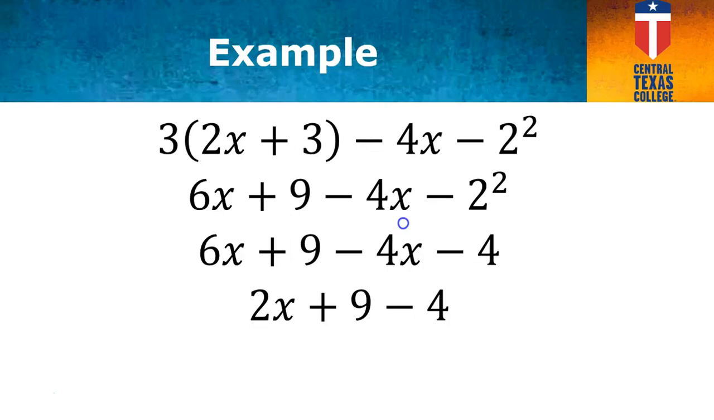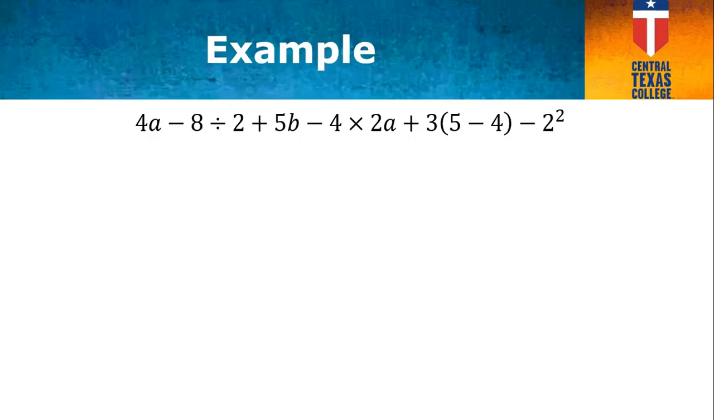So we're still working from left to right. So 2x, there's no more like terms, so we can do the plus 9 minus 4, and that gives us 5. So now we're at 2x plus 5, and we have used the order of operations to simplify this expression as far as we can. So 2x plus 5 is the simplified version of 3 times the quantity 2x plus 3 minus 4x minus 2 squared. Another example.